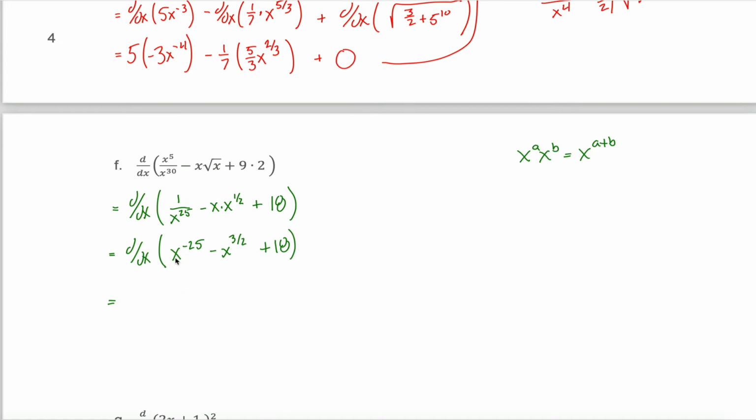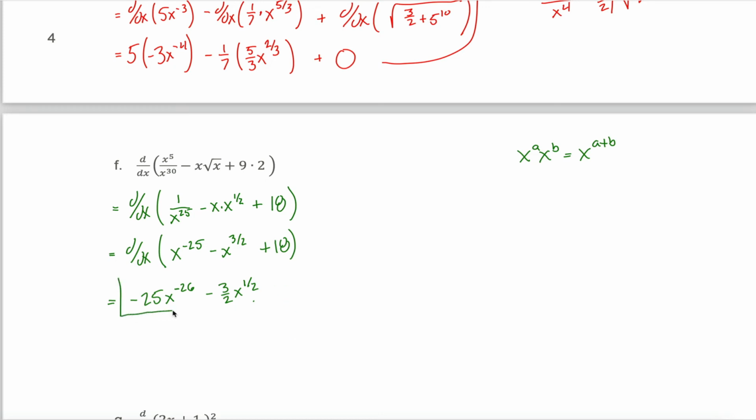What I want to do is take the derivative of each of the terms individually. You could write that in a line if you want, but I bet you're at the point where we can just say, well, the derivative of the first term is negative 25x to the negative 26th power. The derivative of the second term is negative 3/2 x to the 1/2 power. 3/2 comes down in front. 3/2 minus 1 is 1/2. And then the derivative of this 18 is just 0, which really you don't even have to write.